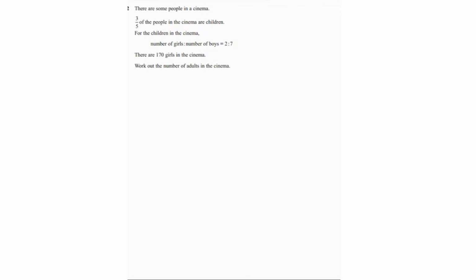Next question says that there are some people in a cinema. 3/5 of the people in the cinema are children. For the children in the cinema, the ratio of number of girls to number of boys is 2:7. There are 170 girls in the cinema. Work out the number of adults in the cinema. If 3/5 of the people in the cinema are children, then adults are going to be 2/5 of the people. That's the first thing we need to establish.